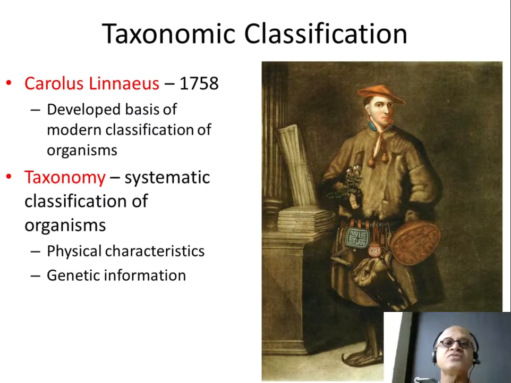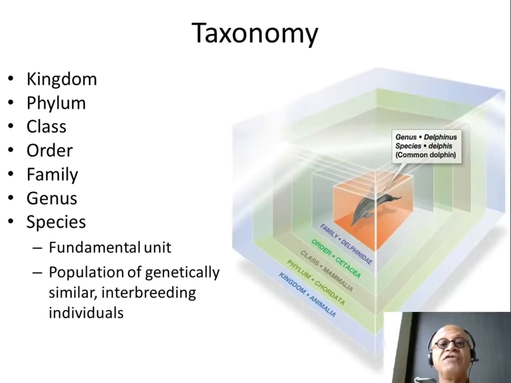So Carolus Linnaeus, this is his simplified Latin name, he has a more complex name, in 1758 developed the basis of the modern classification of organisms. This is pre-genetic information, so you have to remember that. Okay, so taxonomy was systematic classification of organisms based on physical characteristics at the time, and now we add genetic information. So here we have kingdom, phylum, class, order, family, genus and species.